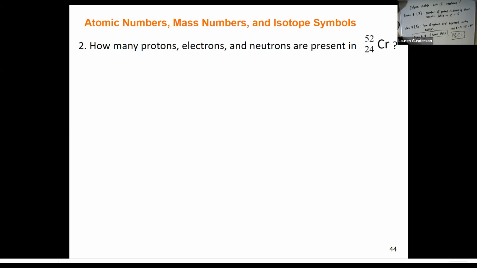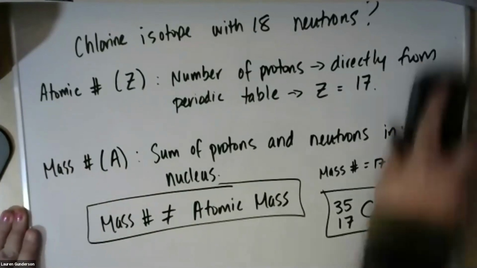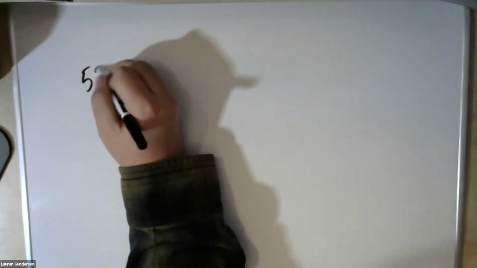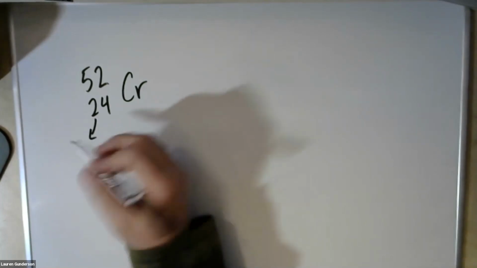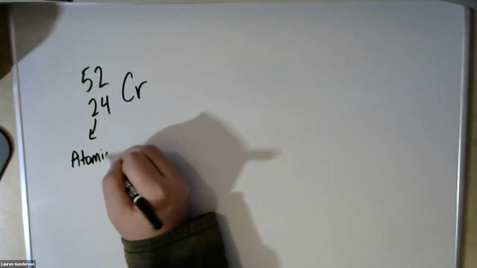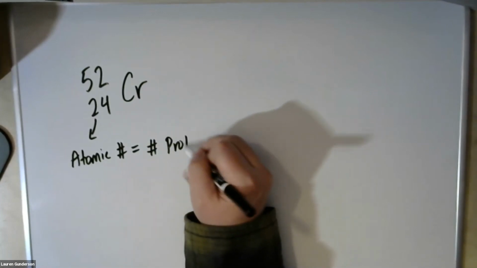So let's try this out. We want to know how many protons, electrons, and neutrons are present in 52Cr. Okay, so we're going to just pull apart the symbol that we see here. So right away, we know that this here is the atomic number. So that's going to equal the number of protons.